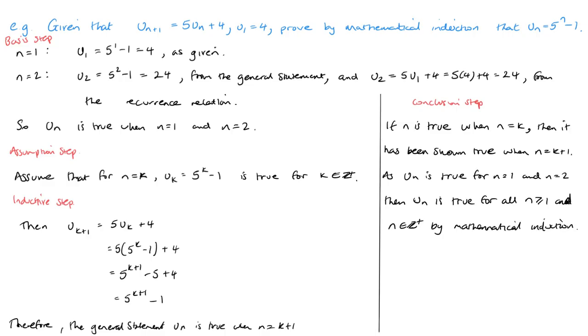And there we have the conclusion. So if u_n is true when n equals k, then it has been shown true when n equals k plus 1. As u_n is true for n equals 1 and n equals 2, then it is true for n greater than or equal to 1 and all positive integers of n by mathematical induction. Okay, so that's how we do one of these examples.